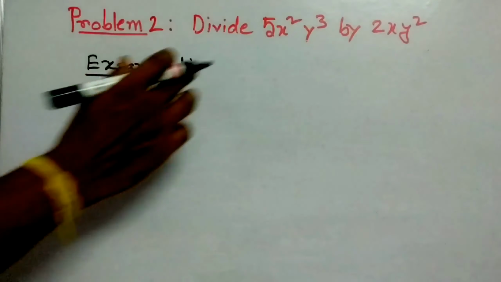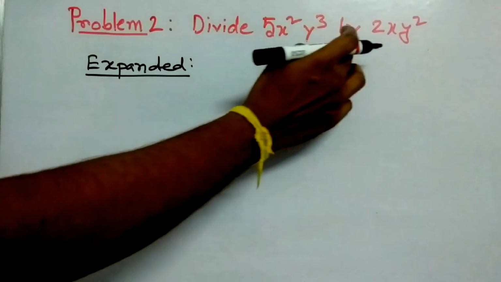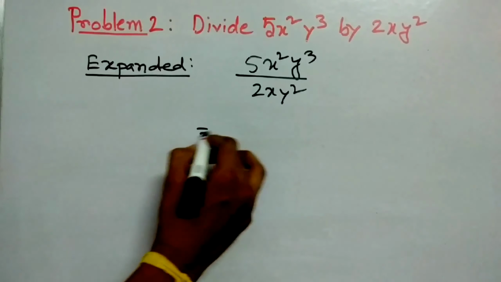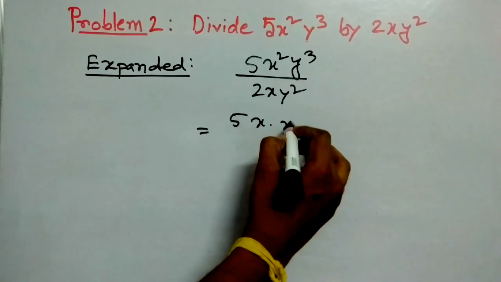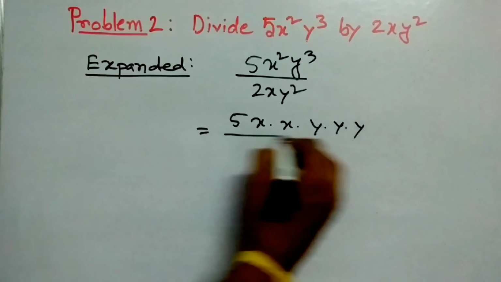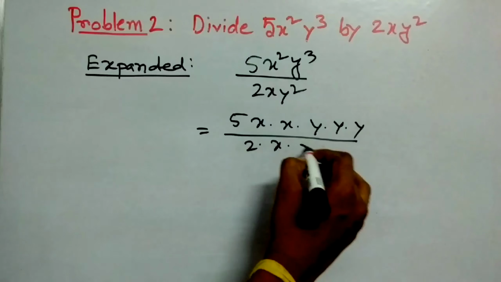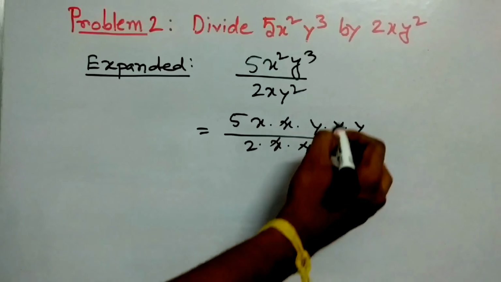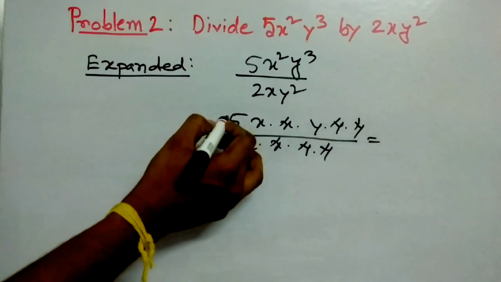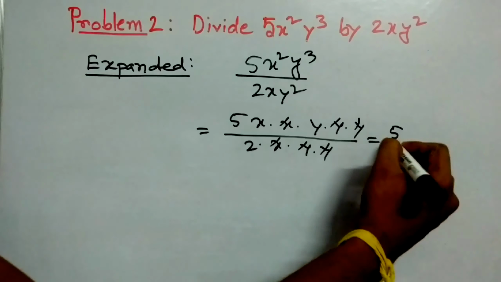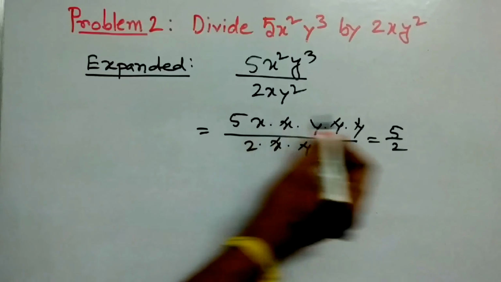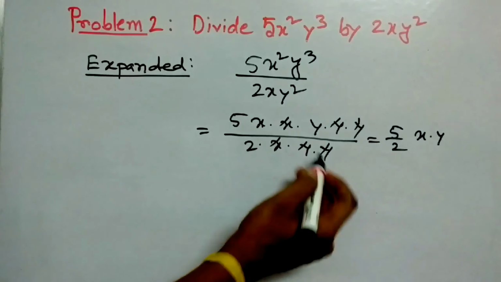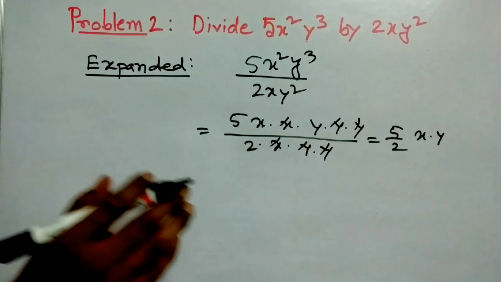The question is divide 5x square y cube by 2xy square. So let us write it in this way. Now this is 5 into x into x, y into y into y divided by 2 into x, y into y. Now x and x will get cancelled, y will get cancelled. Now we cannot divide 5 by 2, so it will be as it is. So in the numerator there is x and y. There is x and y in the denominator, and there is nothing except 2.